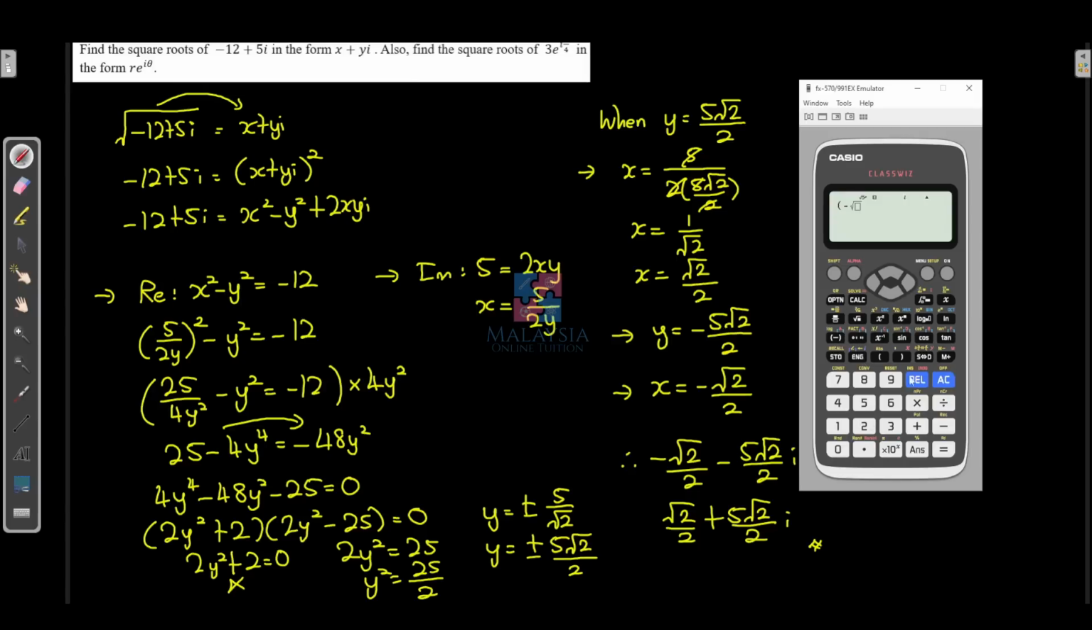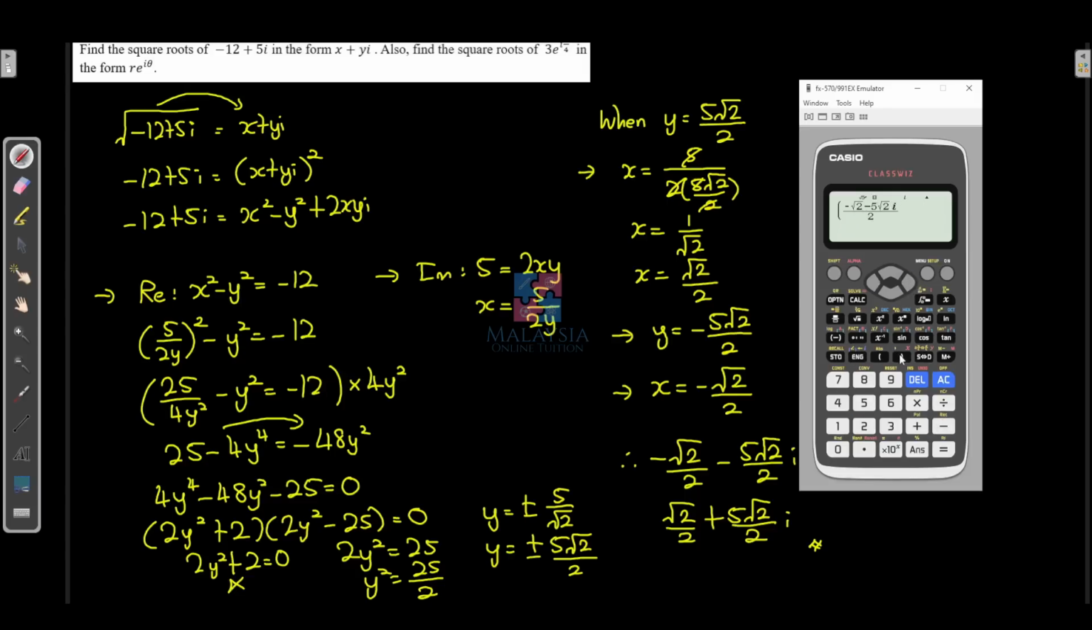Negative square root 2, and then we can just combine them. Minus 5 square root 2i. Okay, wait. Negative square root 2 minus, wait, I forgot to put a bracket. Sorry, bracket is very important here. So negative square root 2 minus 5 square root 2i, all over 2.